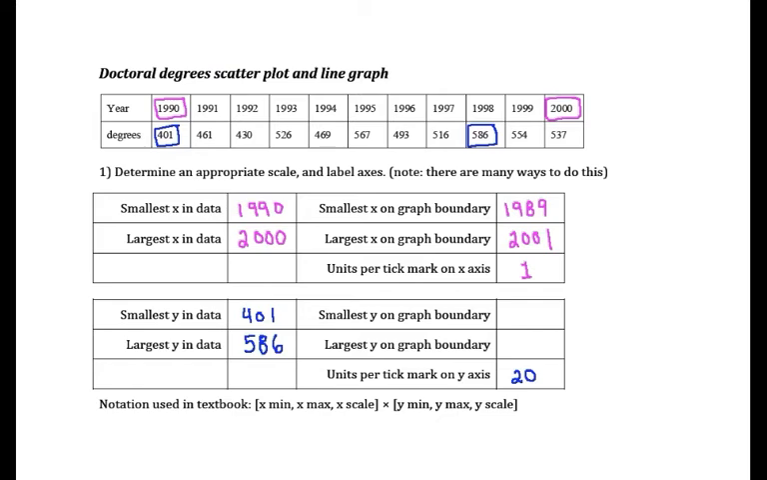Knowing that I'm using 20 units per tick mark, I can then say, okay, it makes sense to start at 400, or maybe it makes sense to start at 380, right? And to go up to 600. I won't really have a buffer in my Y's choosing 400, so maybe choosing 380, if we like having that buffer, would also be a good choice here. Okay, now we're ready to go ahead and mark these on our grid.